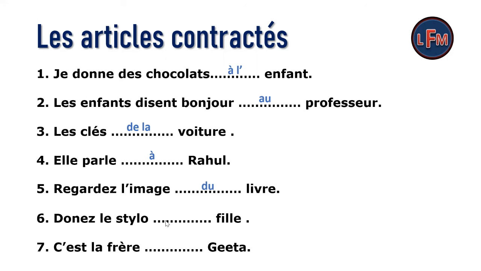Donnez le stylo dash fille. Give the pen to the girl. Here, fille is feminine singular, so we will use à la. C'est le frère dash Geeta. This is the brother of Geeta. Here we will use preposition de, but we have a proper noun Geeta, so we will not use les articles contractés. We will write only preposition de. C'est le frère de Geeta.